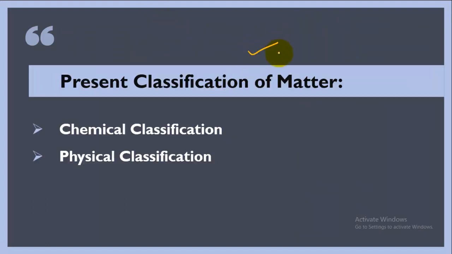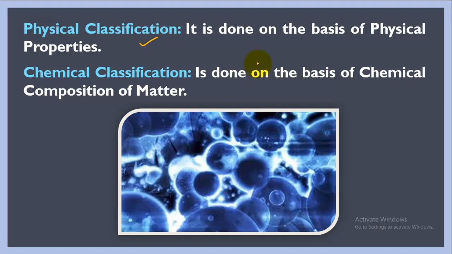Now let's see what the present classification of matter is, or how we can classify matter. Let's see what the factors are that can make matter classified. So we have two sorts of classification. One is chemical classification and the other is physical classification. So let's see what the difference between the two is. The physical classification is that which is done on the basis of physical properties. Now the question must be arising in your mind: what are physical properties? See, those properties which can be felt, seen, right? They are called physical properties.